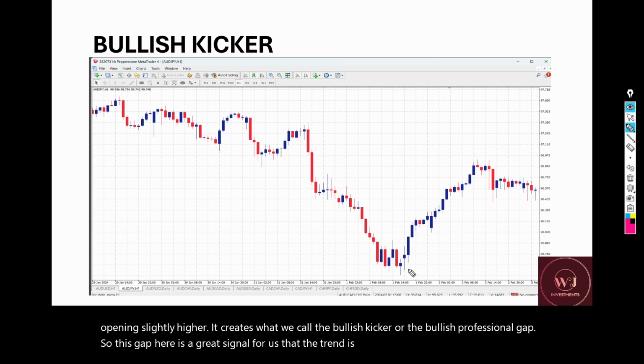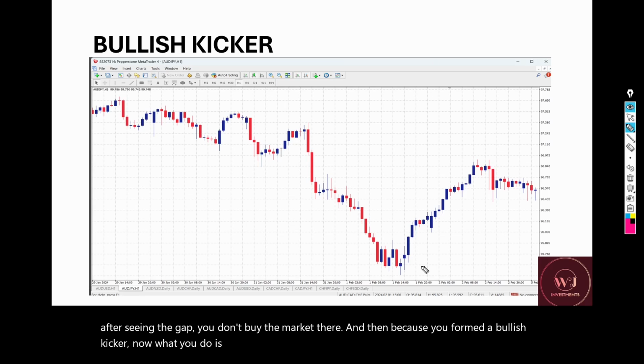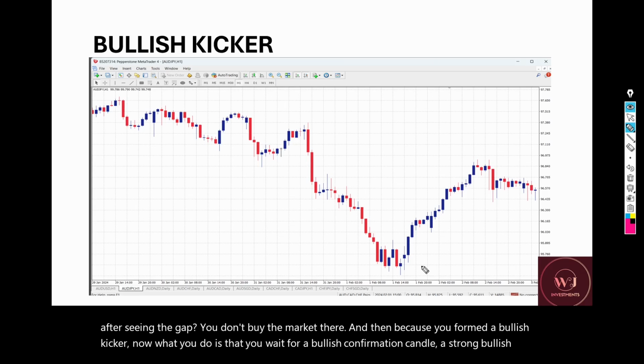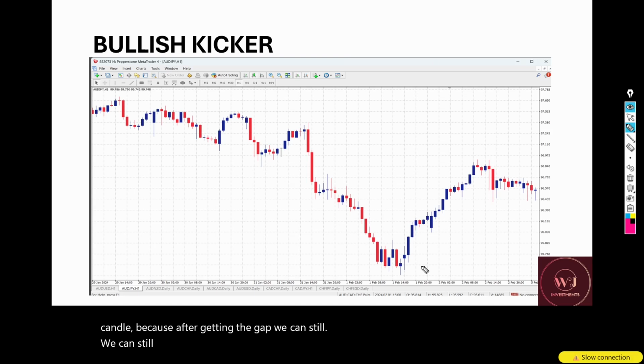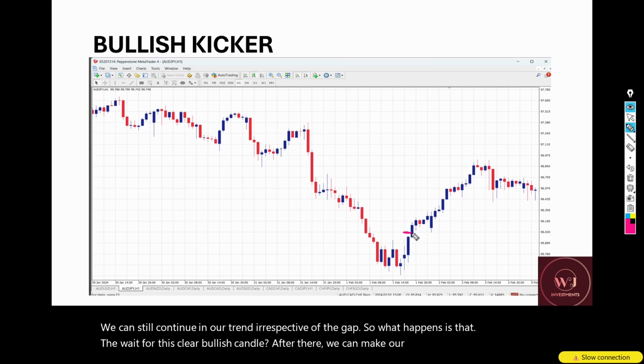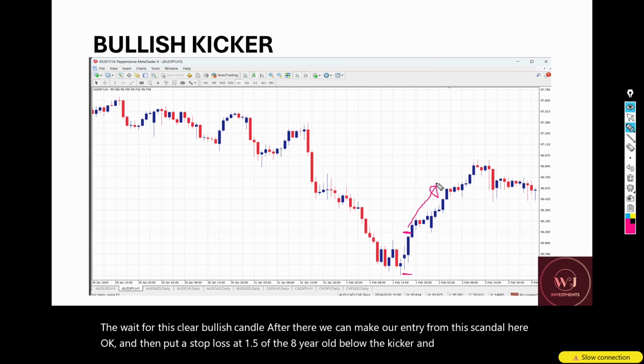So what do we do? After seeing the gap, you don't buy the market there and then because you formed a bullish kicker. No, what you do is that you wait for a bullish confirmation candle, a strong bullish candle, because after getting the gap, we can still continue in our trend irrespective of the gap. So what happens is that they wait for this clear bullish candle. After there, we can make our entry from this candle here, okay? And then put our stop loss at 1.5 of the ATR or below the kicker, and then we can be able to catch the wave up.